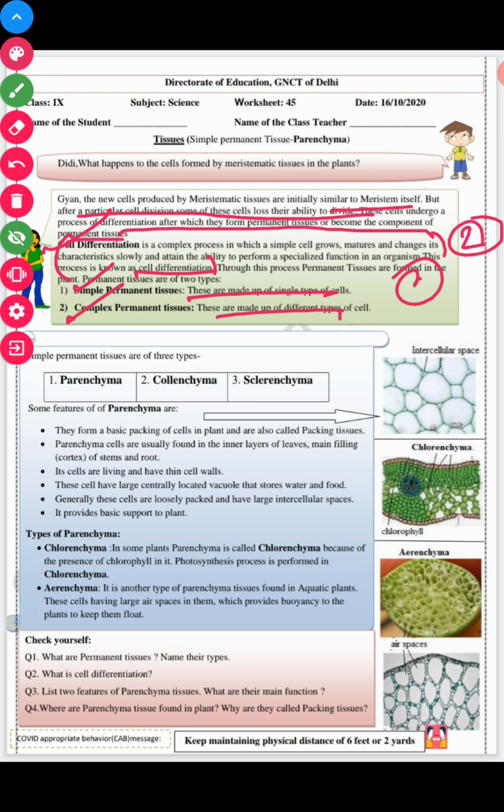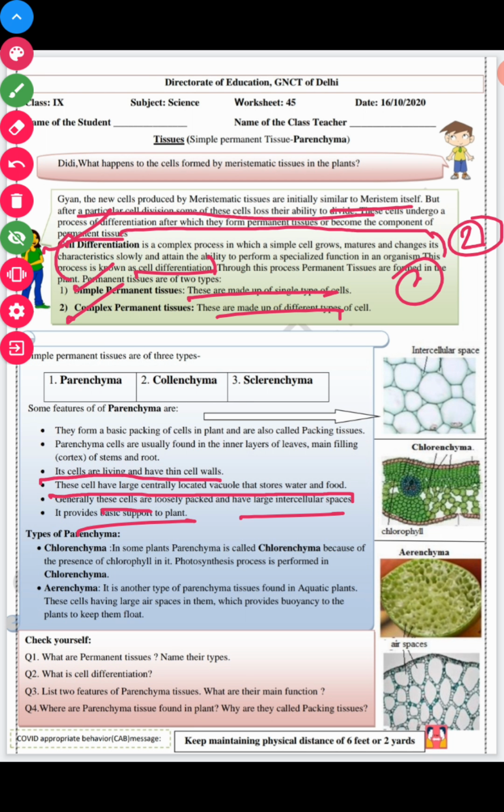List two features of parenchyma tissue and what are their main functions. See, you can write the features of parenchyma from here. They are living cells and have thin cell walls. You can write these cells have a large centrally located vacuole that stores food and water, right? And then we have what are their functions. So you can write these cells are loosely packed.